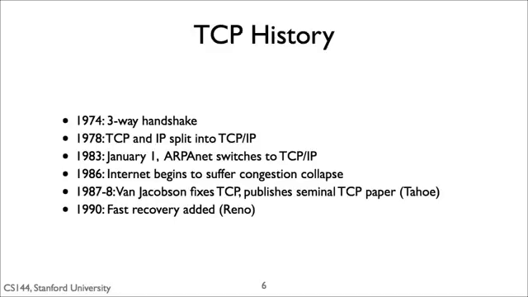This is the brief early history of TCP. In the mid to late 70s, Vince Cerf and others developed a 3-way handshake for connection establishment and split TCP into the 2 layers we know today, IP at the network layer and TCP at the transport layer. On January 1st, 1983, the entire ARPANET switched to TCP/IP. 3 years later, in 1986, the internet began to suffer from congestion collapse.